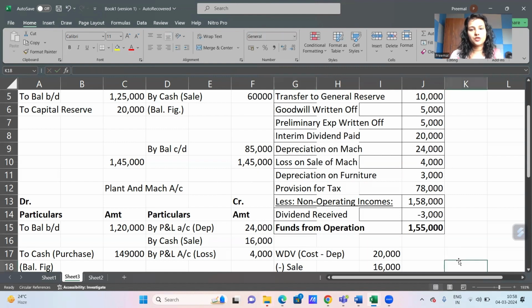So here is a problem which we worked out using the 4 guidelines that are required to be looked into while preparing the adjusted P&L account. With this, you will be able to get your flawless adjusted P&L account.